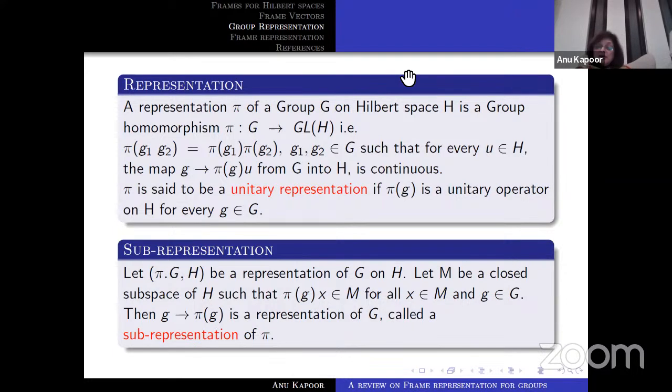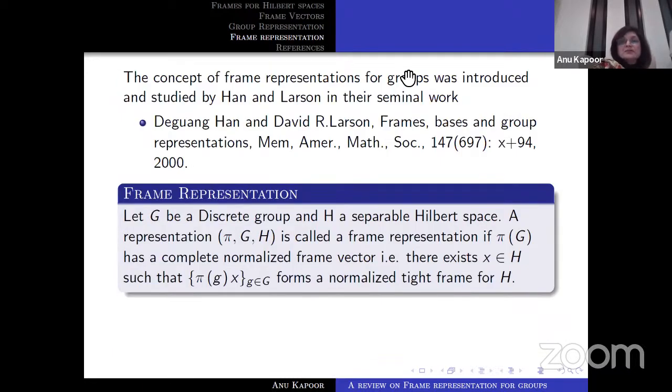Now, representation of groups was used to give a linear structure to G. But now in frame theory, through these representations, we will try to generate frames through elements of groups. So we'll be reversing the role. Here we are giving G a linear structure. Now, through the group elements, we will try generating the frames for the Hilbert space H. And now next comes the frame representation.